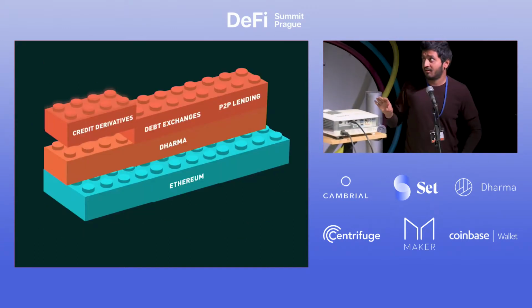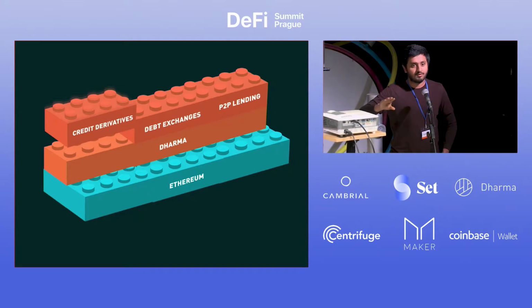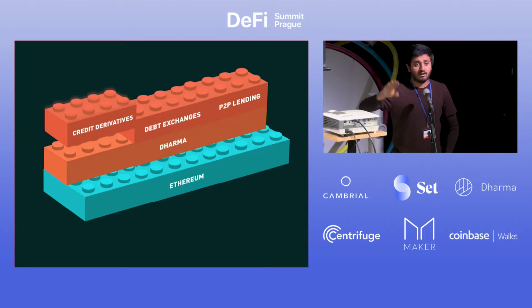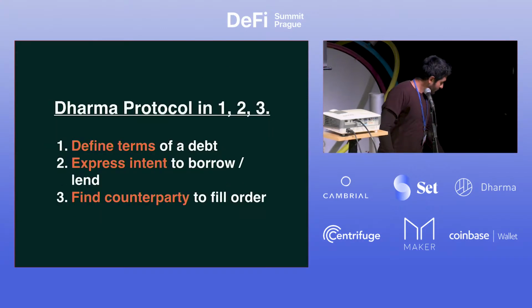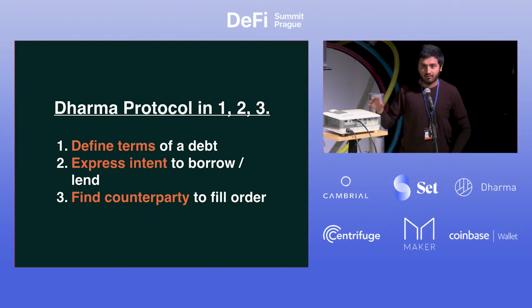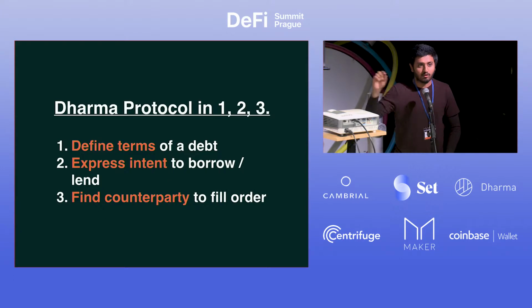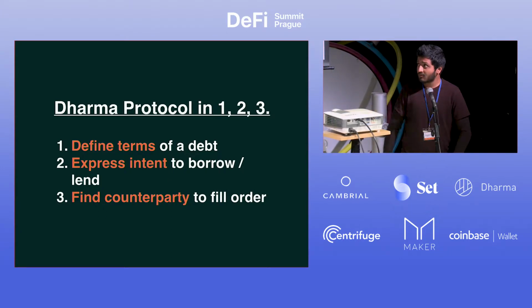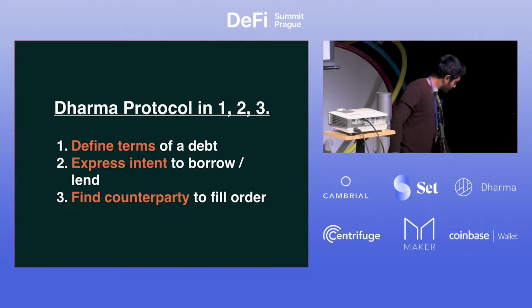Dharma as a layer is a middleware that sits on top of Ethereum that allows people to build different types of credit derivatives in debt exchanges and consumer loans or crypto native products that require some function of lending. So I'll give you a quick overview for those of you who don't know Dharma already. I'll walk through what the protocol mechanics look like and give you a quick explanation of how Dharma works, and then we'll dive into the actual topic we're going to be talking about.